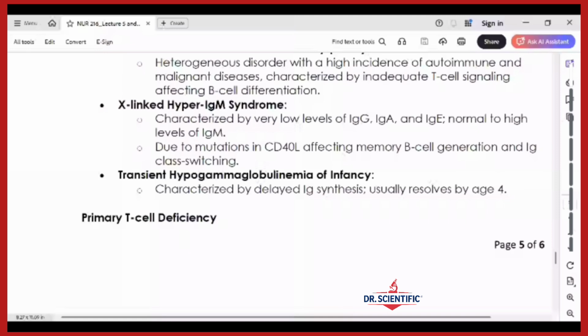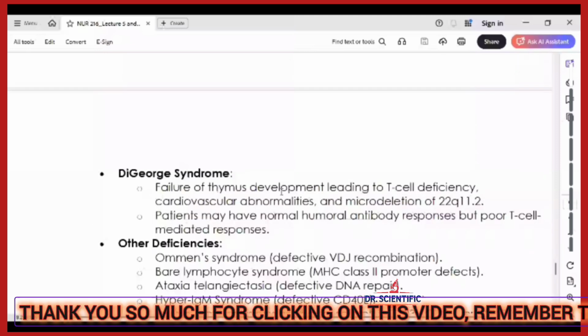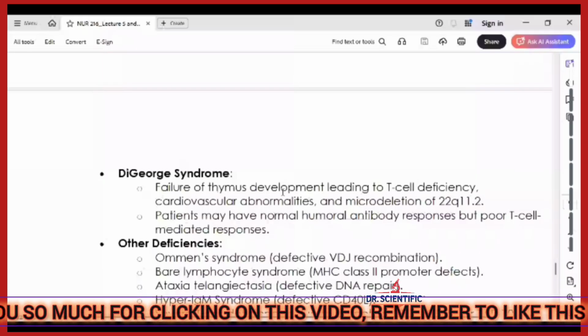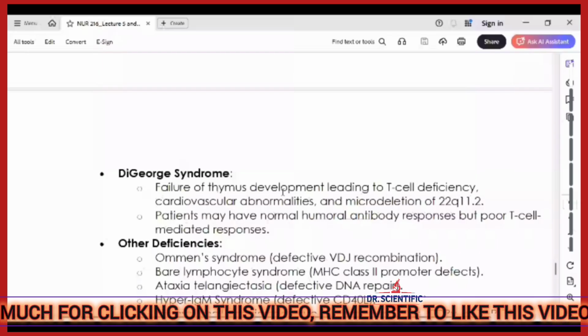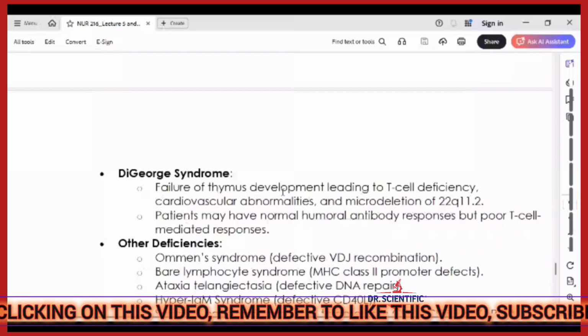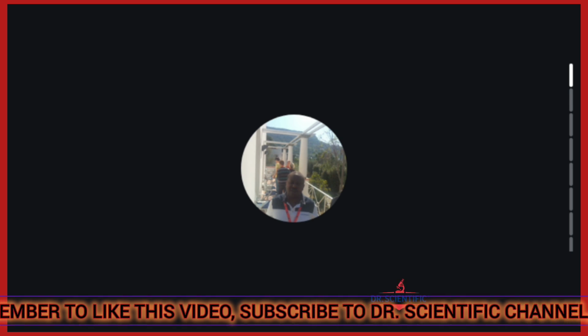Then we have those that are affecting the T cells. Among those, we have DiGeorge syndrome. DiGeorge syndrome is the failure of the thymus, leading to problems in the development of T cells, and therefore these individuals will have issues with T cell maturation and T cell production. It is a result of a deletion in chromosome 22, region 1, subregion 1, band 2. This deletion causes DiGeorge syndrome.